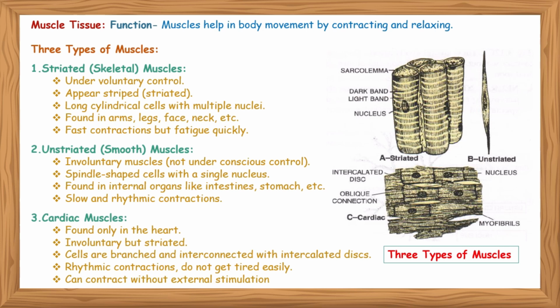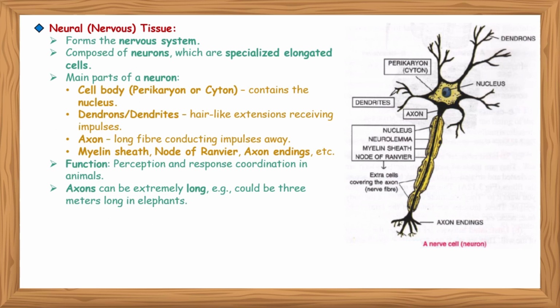They are spindle cells with a single nucleus, found in internal organs like the intestine, stomach, etc. They show slow and rhythmic contractions. Cardiac muscles are involved in cardiac contraction and relaxation, so they are found in the heart. They are involuntary but striated. The cells are branched and interconnected with intercalated discs. The rhythmic contractions do not get tired. They can contract without external stimulation.